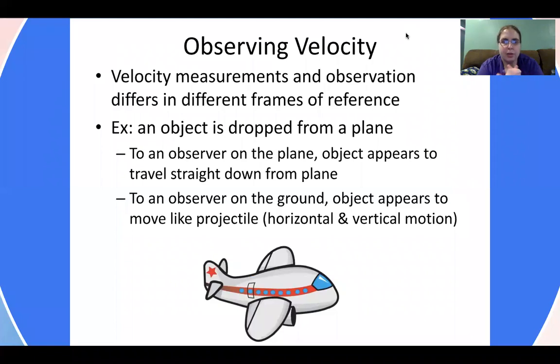So an object is dropped from a plane. From someone on the plane who's looking at the object as it's dropped, it'll look like the object is just going straight down. Because the person is moving with the plane, and actually so is the object, it still has that initial forward velocity, so it just kind of looks like it's going straight down. But to someone on the ground, it appears that it's going in this arcing motion, having both horizontal and vertical movements.